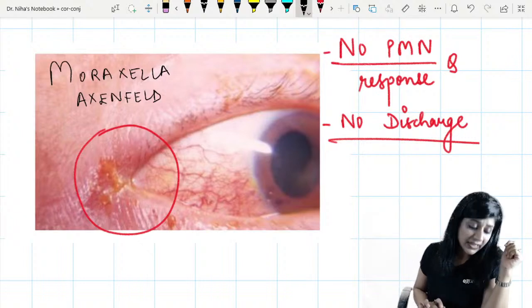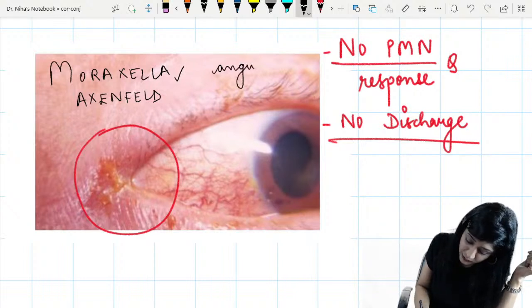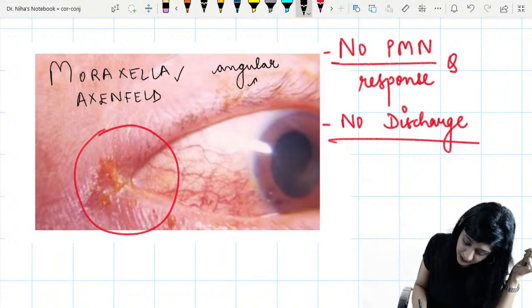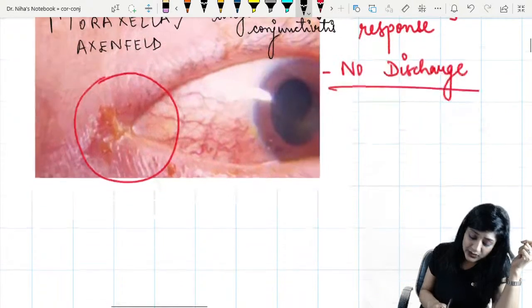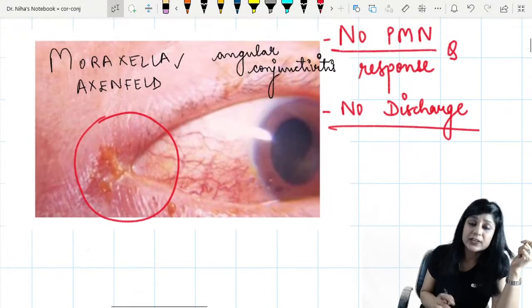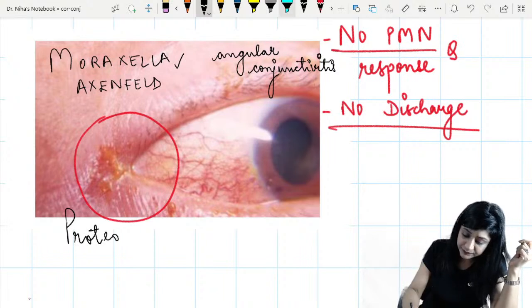Yes, so all of you are correct. Moraxella Axenfeld is causing the angular conjunctivitis. This angular conjunctivitis, which is caused by Moraxella Axenfeld, actually releases an enzyme. What is that enzyme? It is called the proteolytic enzyme.